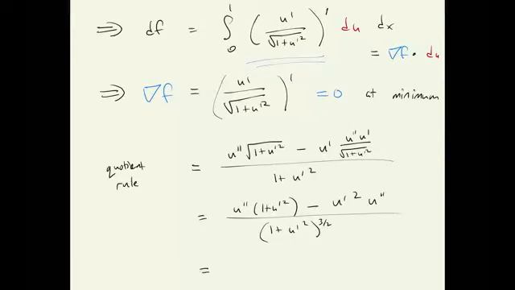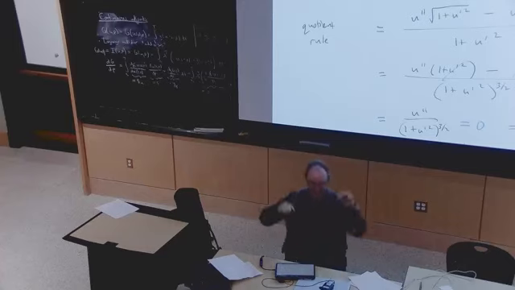So now this term cancels this term. And what you get is just u double primed over (1 plus u prime squared) to the 3/2. And this is supposed to equal 0, we said. So the only way you can get 0 is if u double primed equals 0. And that's a straight line. Right? So what we've just derived is that the shortest distance between 2 points is a straight line. Of course, you knew that.